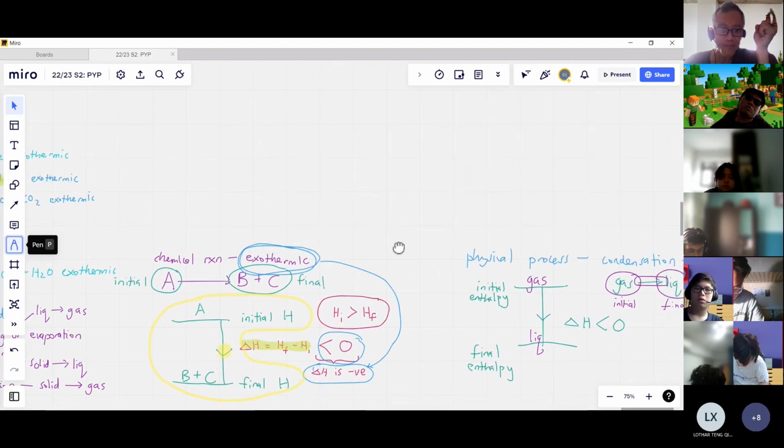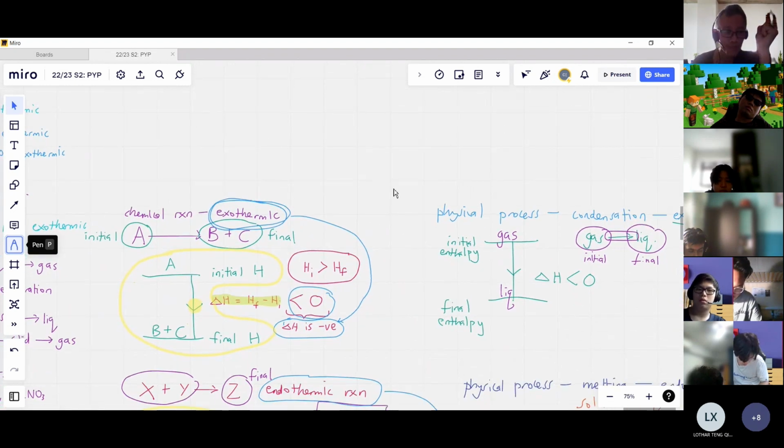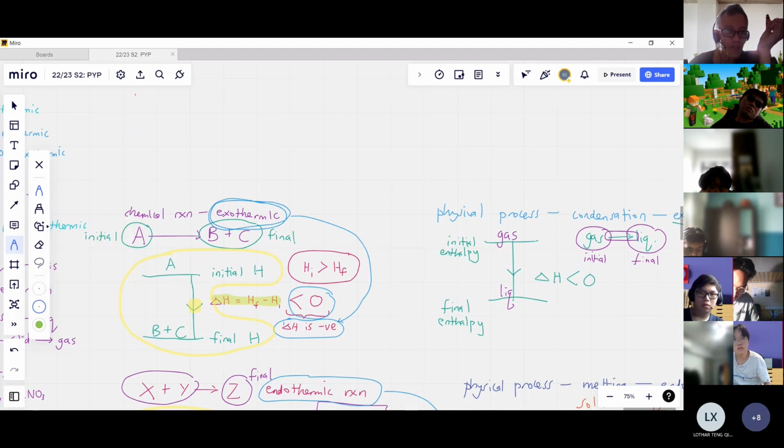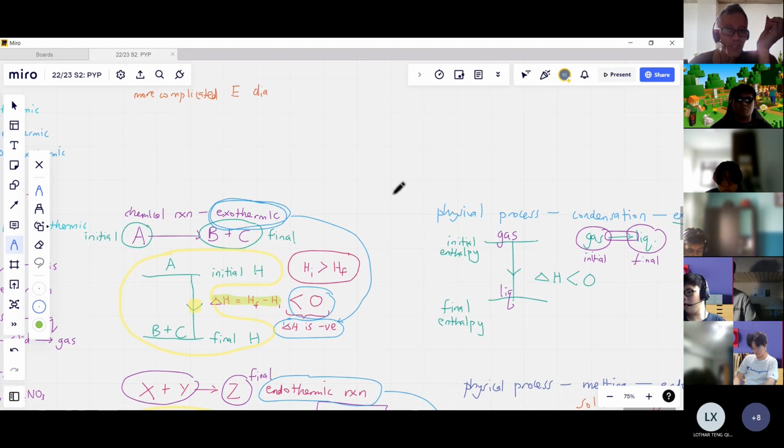So let's use this example. So, how do I draw? All these are still valid, but just that the diagram will look different. Now, the diagram looks like this. I'll write it down. More complicated energy diagram.